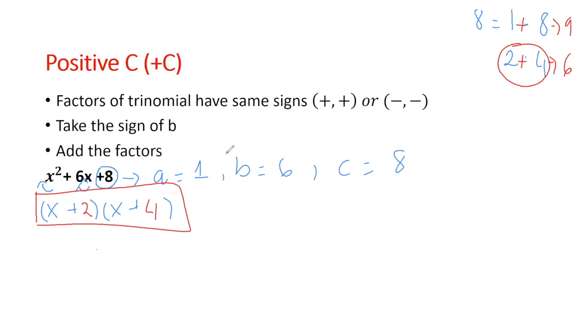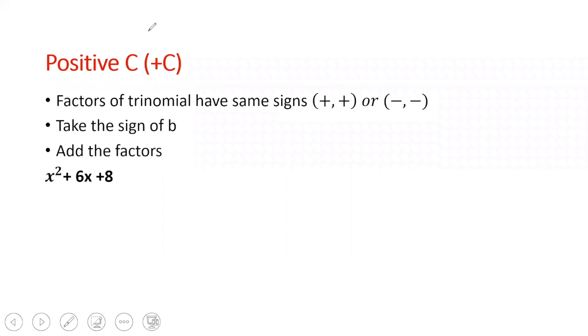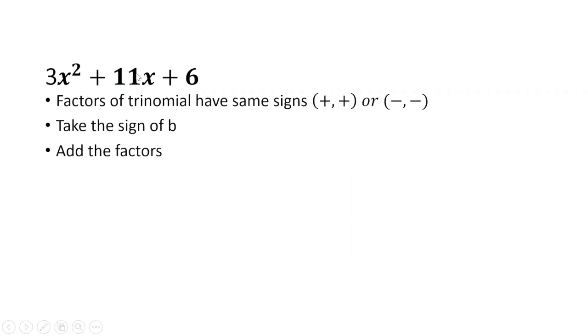Okay, so we will try another problem. This problem right here is a trinomial with positive c. But the thing is, this problem has a coefficient bigger than 1. It's not 1 anymore. So when we have this type of problem, we just need to do 2 more steps. First of all, I will identify the signs of the final product. Now look, c is positive. That means I know the final product should have the same sign, either 2 plus signs or 2 minus signs.